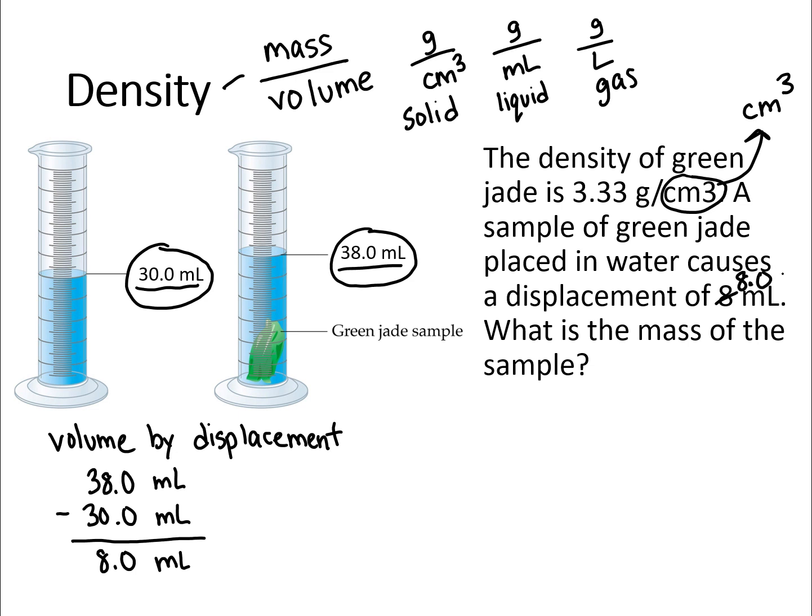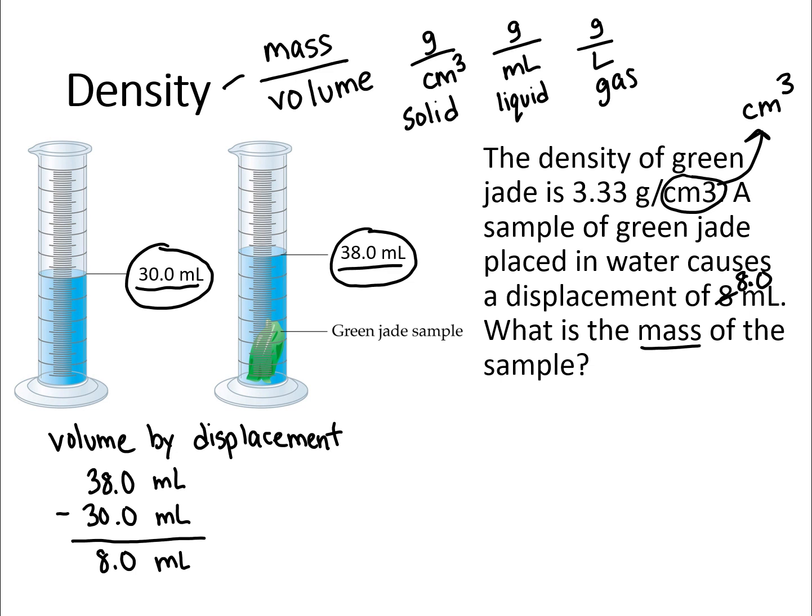Does that concept make sense? Volume by displacement? Okay, good. Now we can address the problem itself. We have the density of green jays. We know the volume, but we don't know the mass.